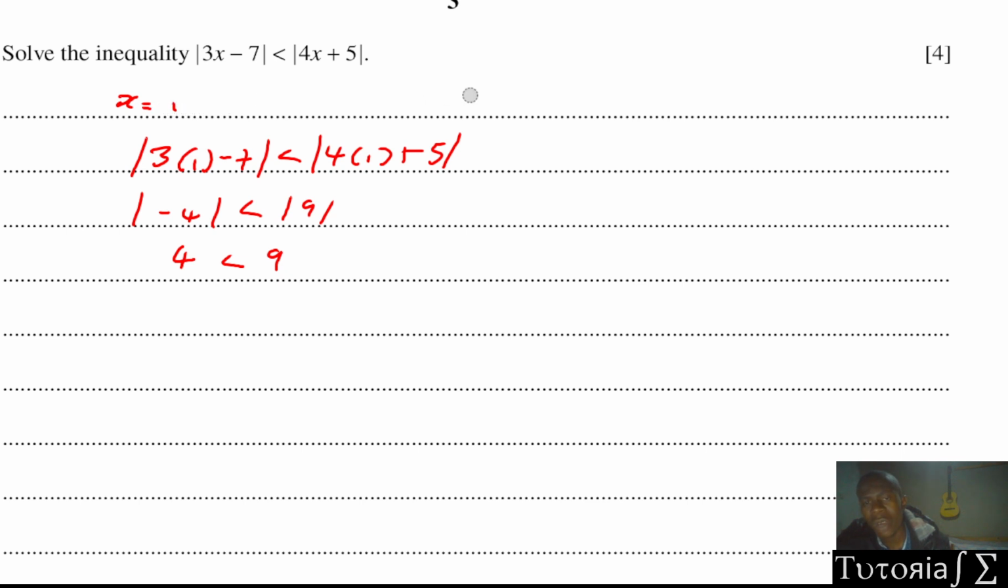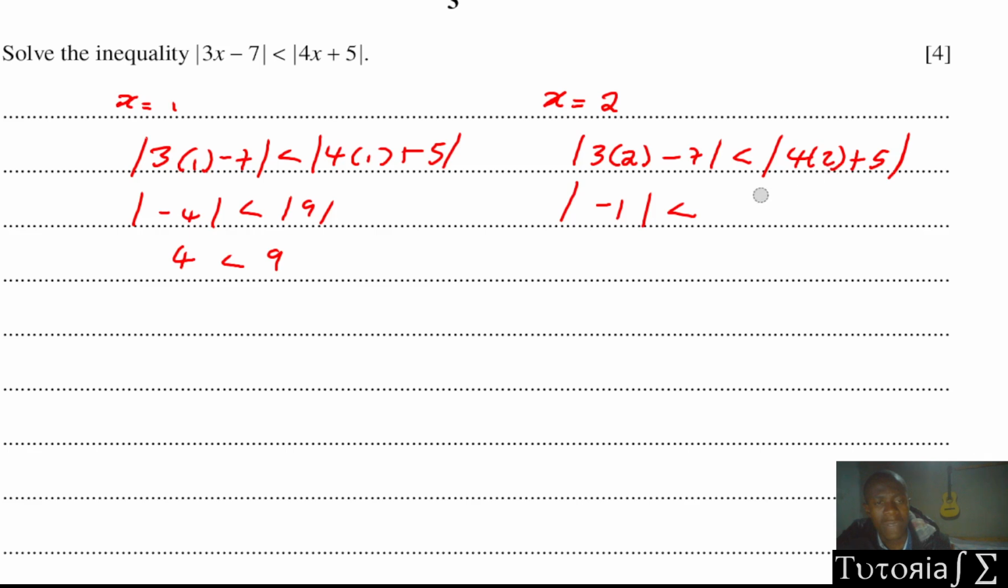All right, let's try out another one. Let's say x is equal to 2. We try out for 2. We see that the modulus of 3 times 2 minus 7 is less than 4 times 2 plus 5. This will give you 6 minus 7, so negative 1 modulus, less than 8 plus 5, that would be 13. And we see that 1 is less than 13, so it also satisfies the inequality.